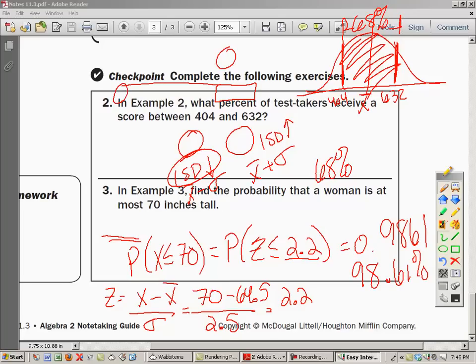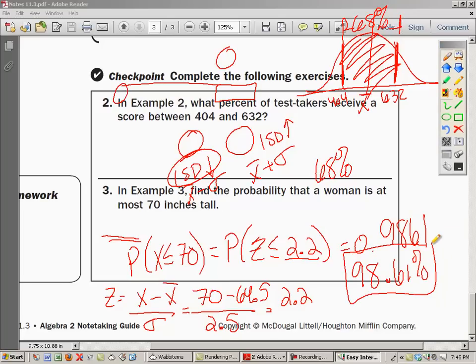As a percent, that's 98.61% of women surveyed for this particular normal distribution who are less than or equal to 70 inches tall. And 70 inches tall is exactly 5 foot 10 inches. So 98.6% of the population of women is going to be less than or equal to 5 foot 10. Another way to look at that is less than 2% of the population is more than 5'10". Now, this data may potentially be a little bit outdated, but that's what the standard normal table tells us, and that's what we're going to work with.